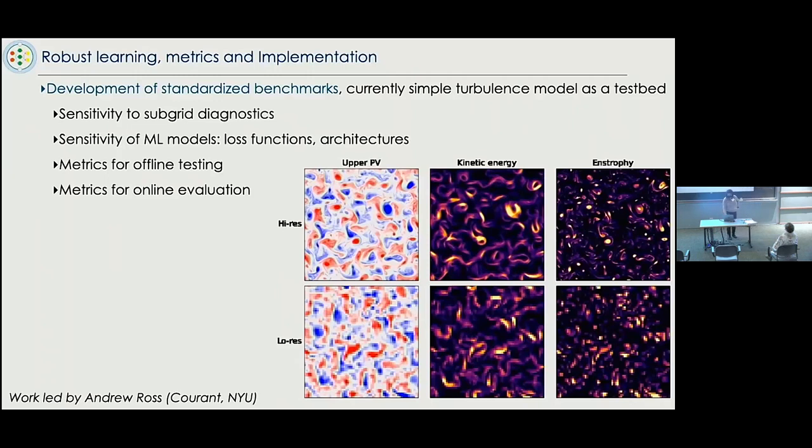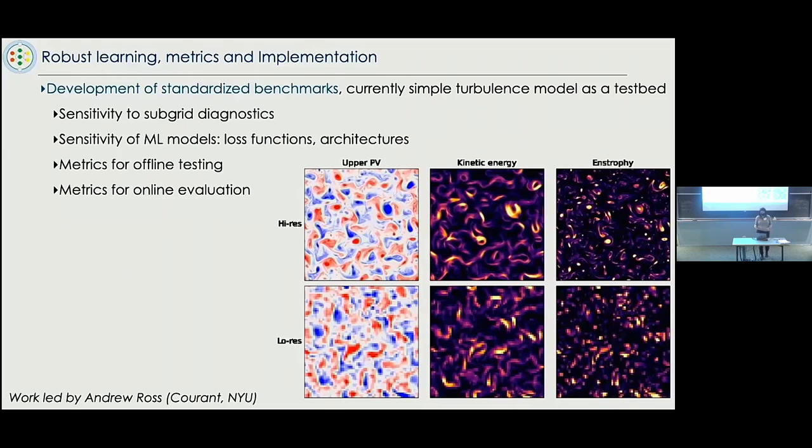Okay, so far I showed you, and I think it's my last two slides, so don't worry, since I let everything go through. Everything I showed you is that we learn from one model, we implement in another, and we do different tests. And so it's never a good idea. This is work led by Andrew Ross at NYU.